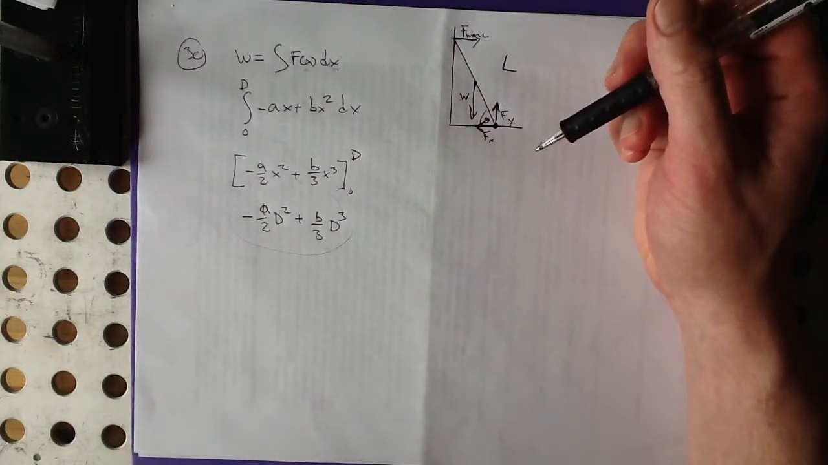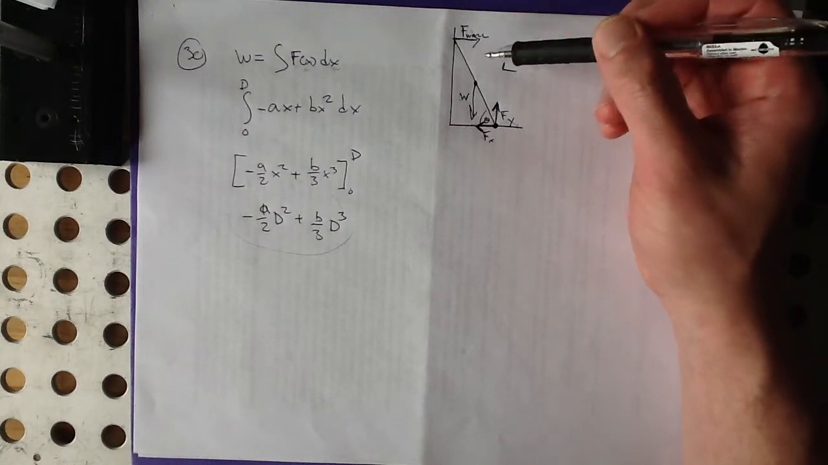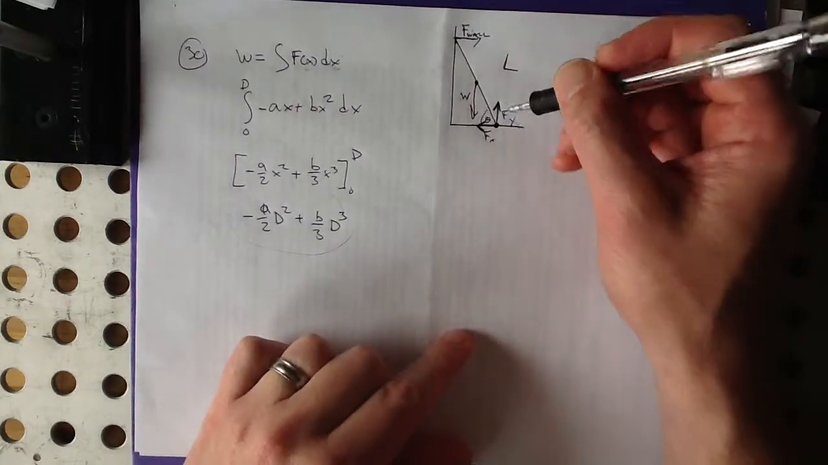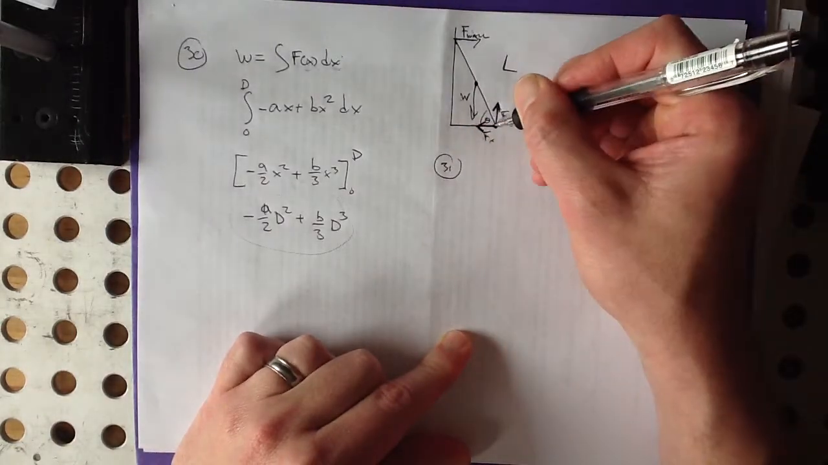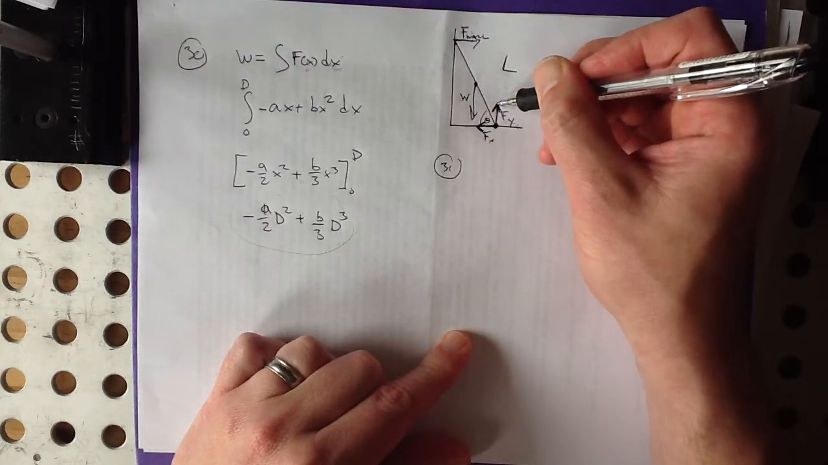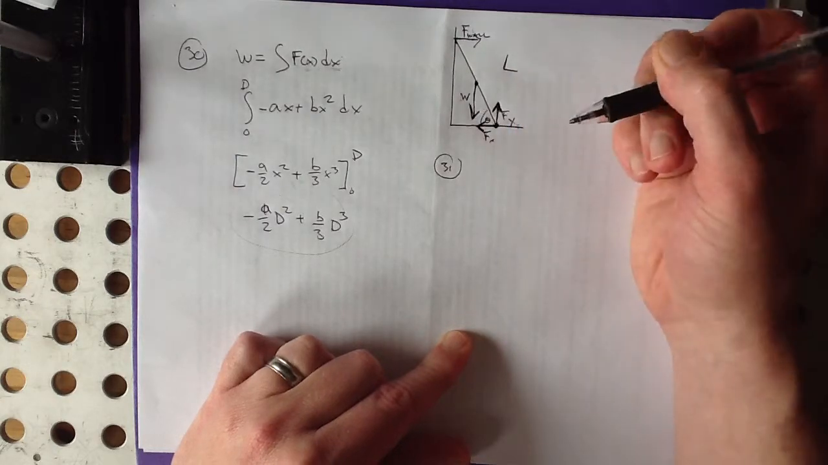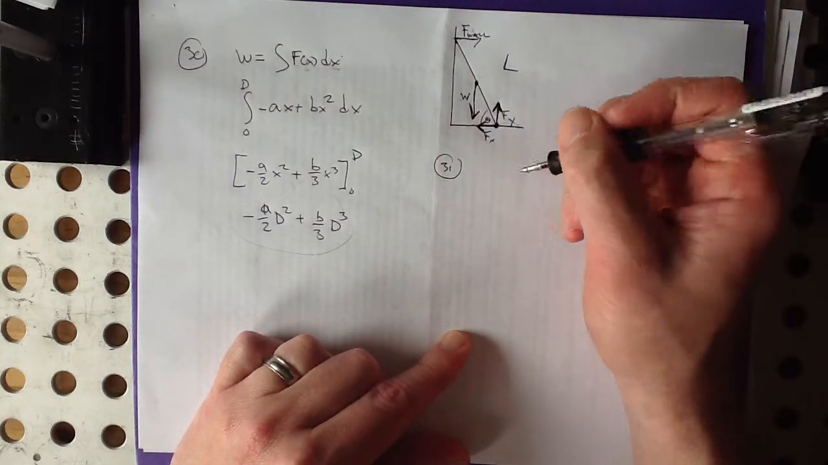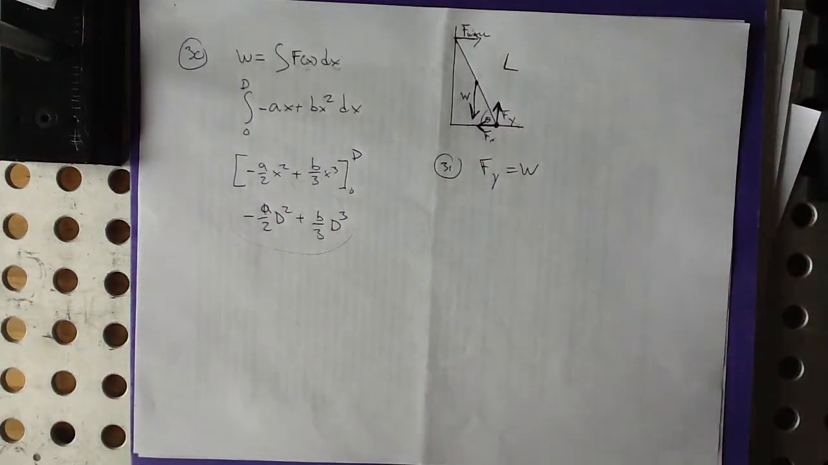And what do they want? They want the magnitude of the normal force exerted by the floor on the ladder in number 31. Well, that's this force. And since the net force must be 0, this has got to be the same as this. So 31 Fy is equal to W, and that's answer choice A.